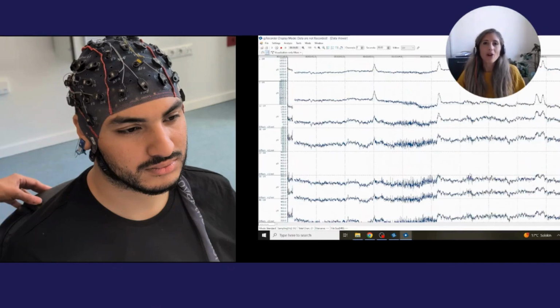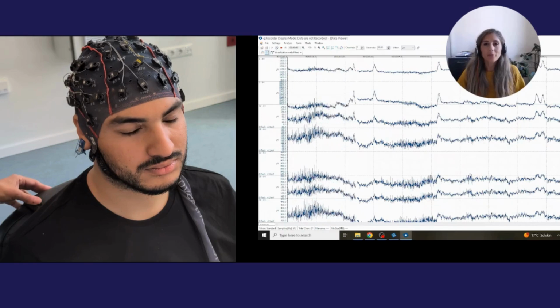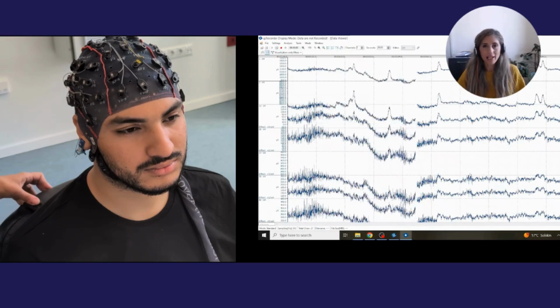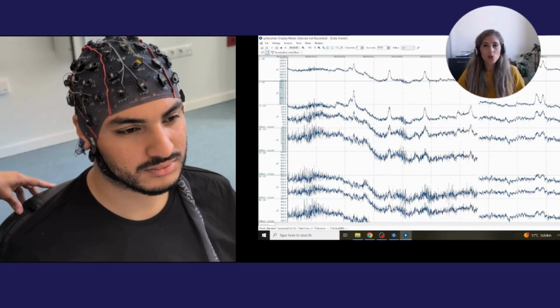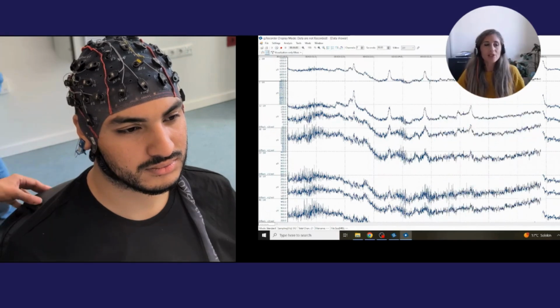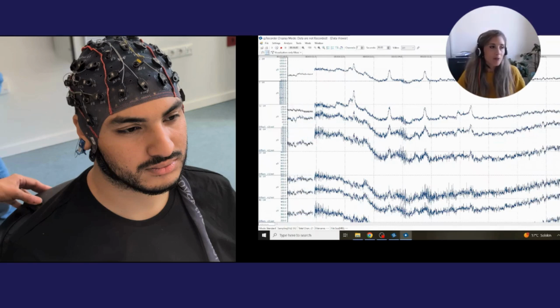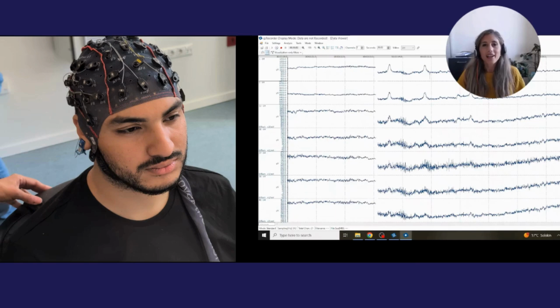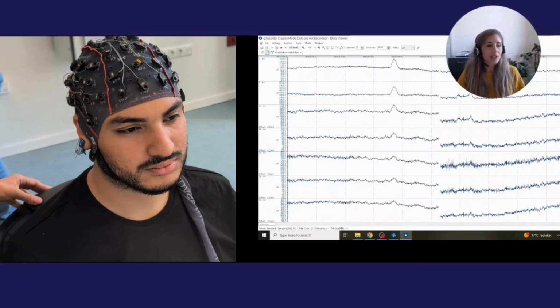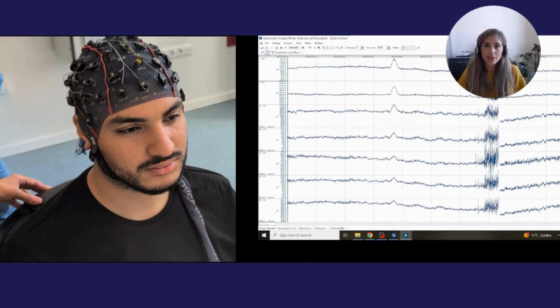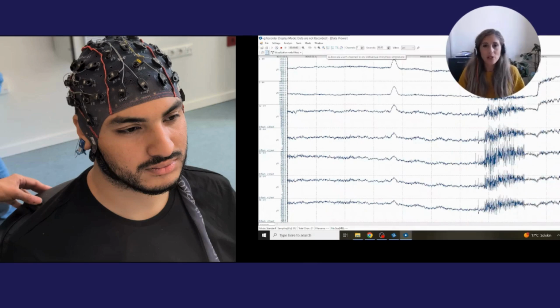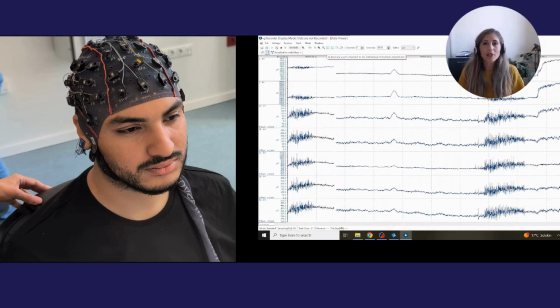Some very common types of artifacts are created by blinking or the movement of the eyes. These appear as large waves, especially in the frontal channels, as you can see in the right graph and the top part of the graph. These are created by the electrical field generated by the movement of the eyes, especially the relative field from the cornea and the retina.